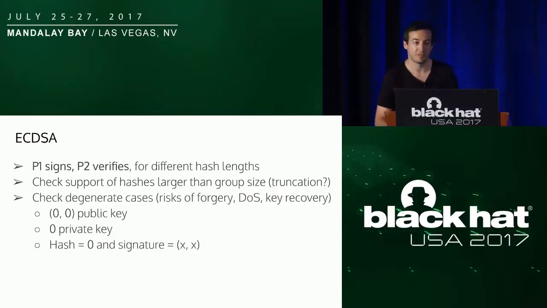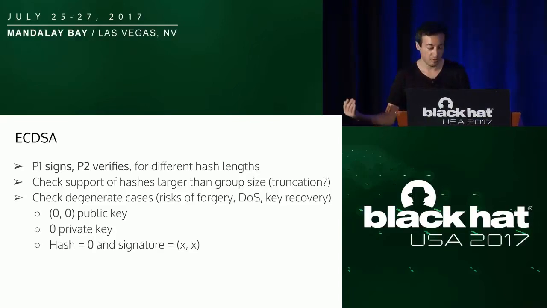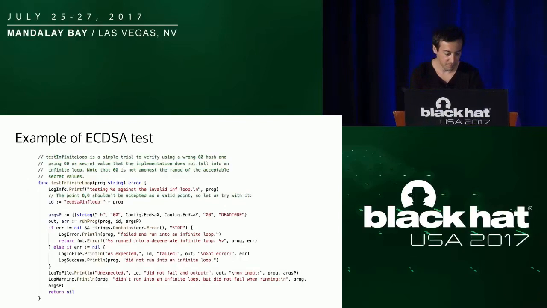We'll also check the very abnormal, degenerate cases, things that should not happen and that are insecure. For example, if the public key is 0, so if your elliptic curve point is 0, then bad things can happen. What if the private key is 0 as well, or the hash value or message that you send is 0? I'm not going into the details, but you can guess what can go wrong here.